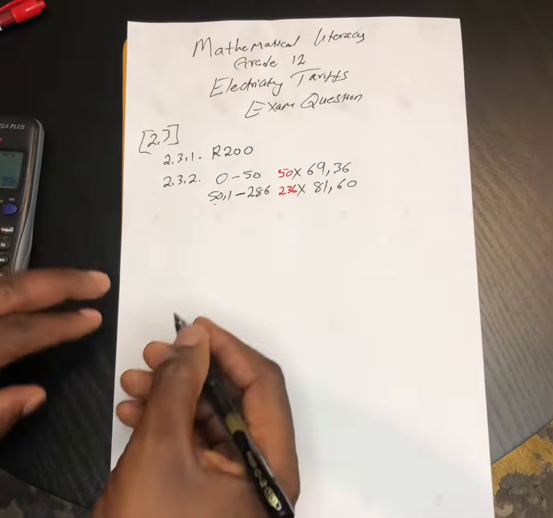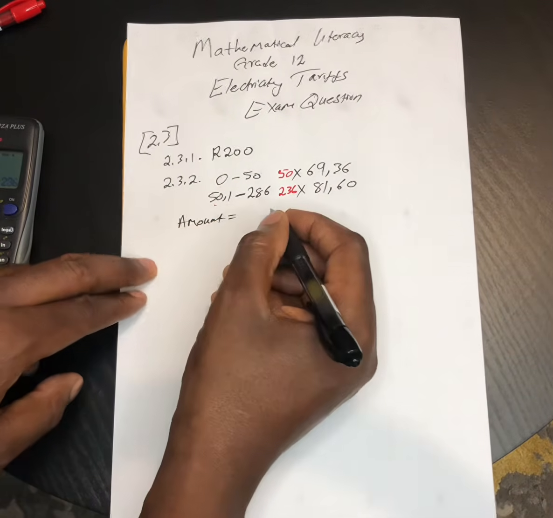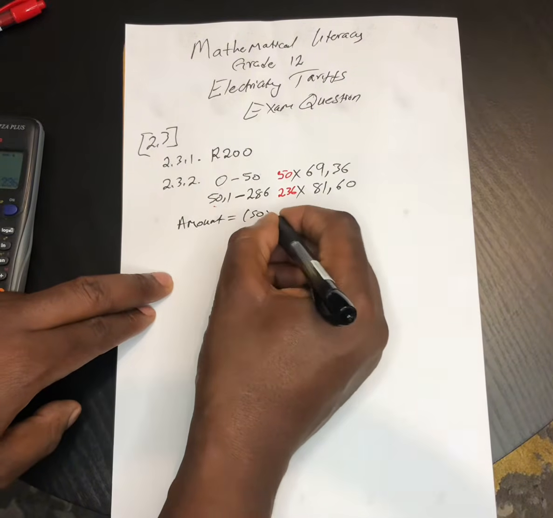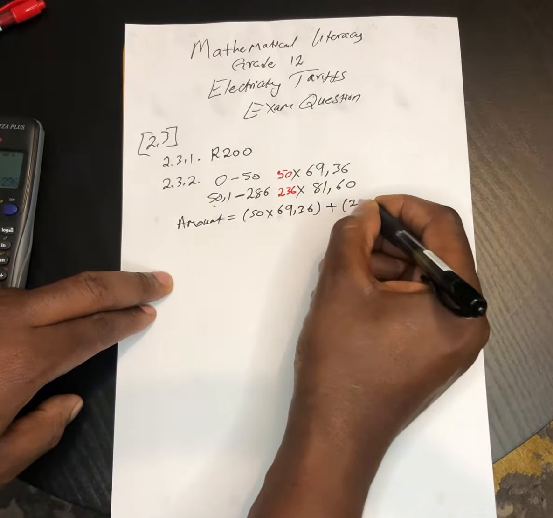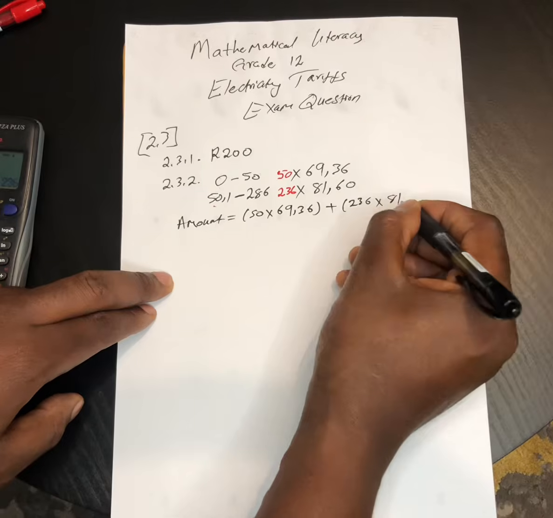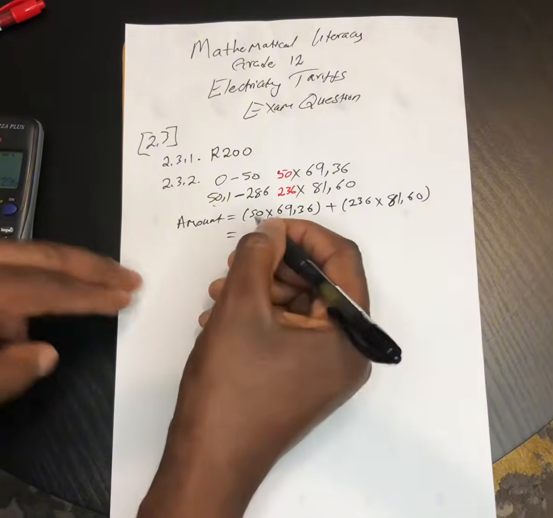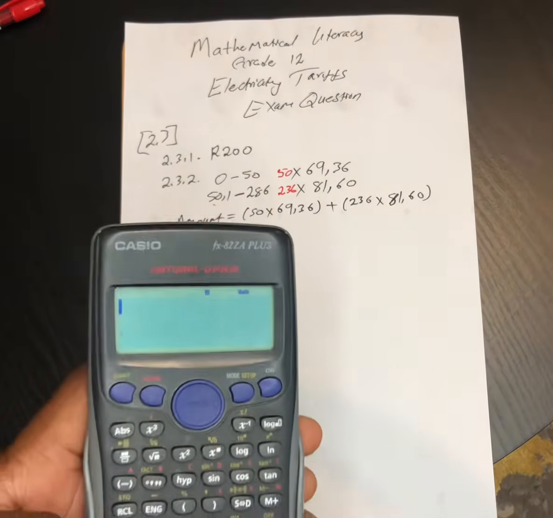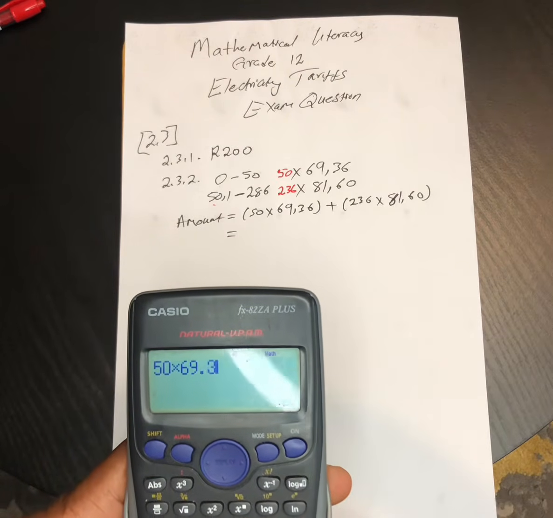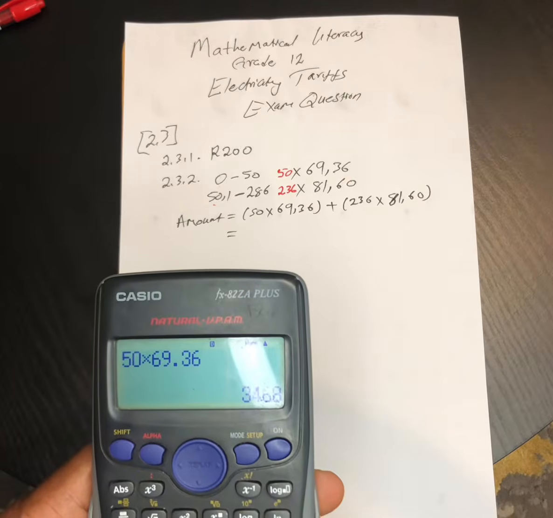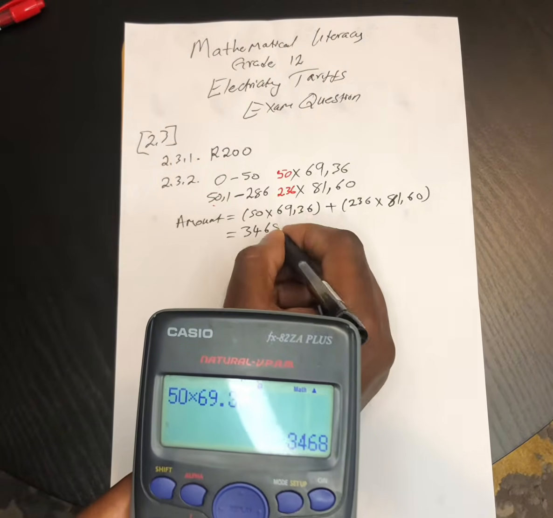So with that difference, we are now going to say amount is equal to 50 multiplied by 69.36 plus 236 multiplied by 81.60. All these prices are in cents. So let's do the calculations now. 50 multiplied by 69.36 is 3,468 cents.